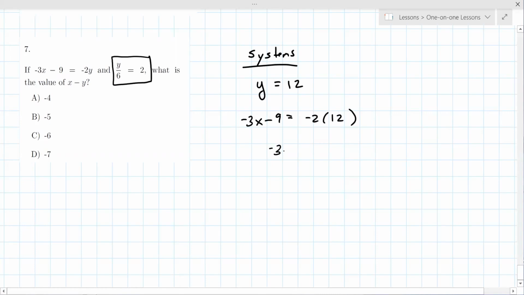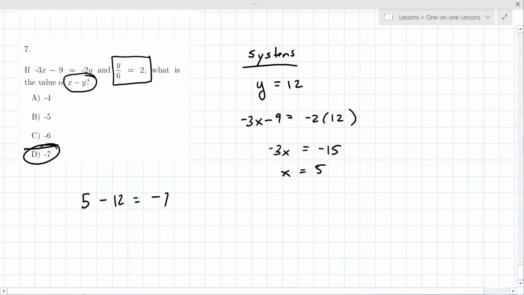So the steps that I'd like to see you do is, okay, I'm going to bring that down, but this is -24, and then I'm going to add 9. So that's -15. So x equals 5. So notice you got x, but what is it asking for? Oh, so you have to do 5 minus 12. Yes. Okay.